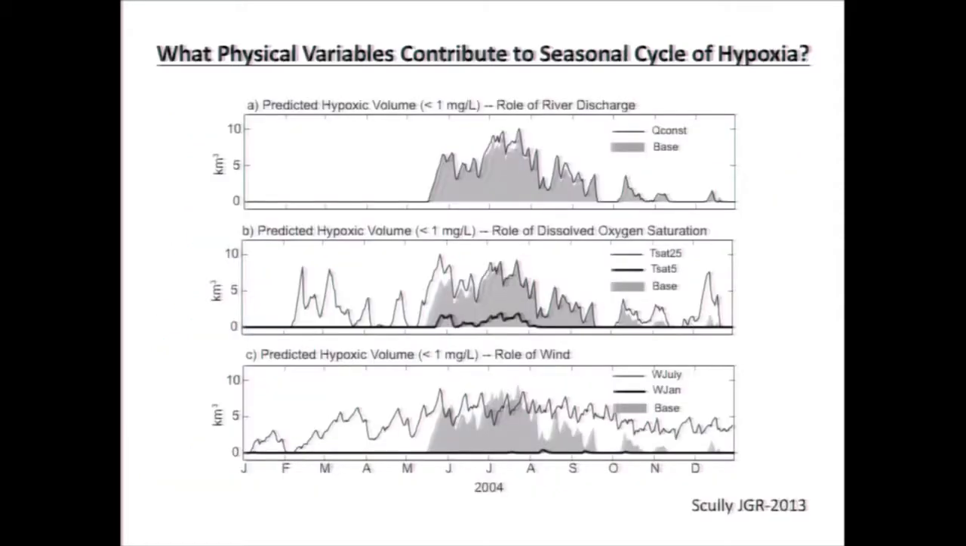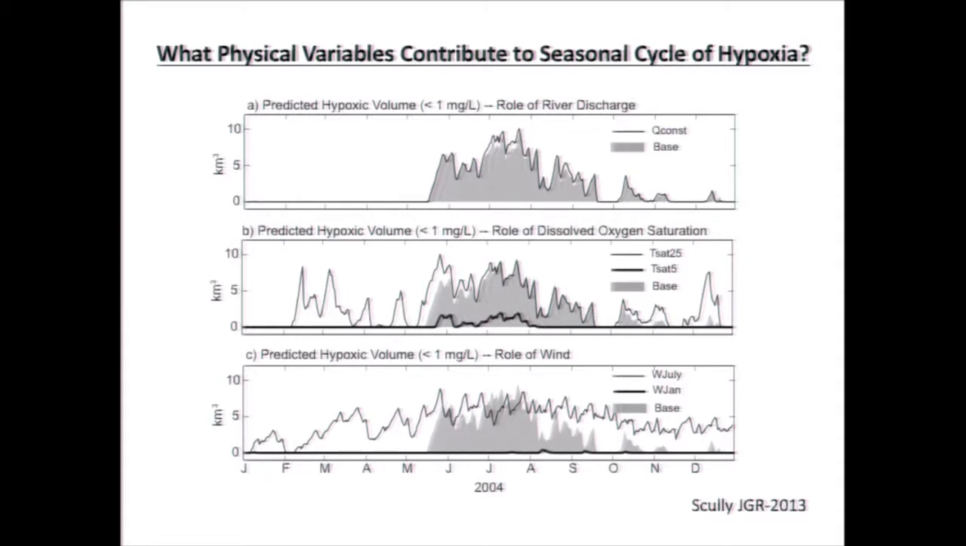So just to highlight what's driving that, I did some very simplified experiments. So this is a simulation of 2004, and what I'm showing on the y-axis is the Chesapeake Bay program estimate of the volume of water that has an oxygen concentration less than 1 milligram per liter. And so the base run with all the real physics is in gray. And in the top panel, I'm looking at what would happen if you just left the river discharge constant.